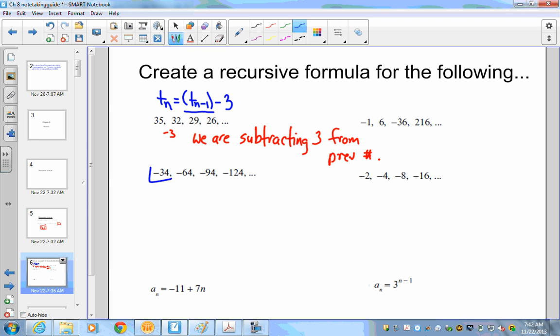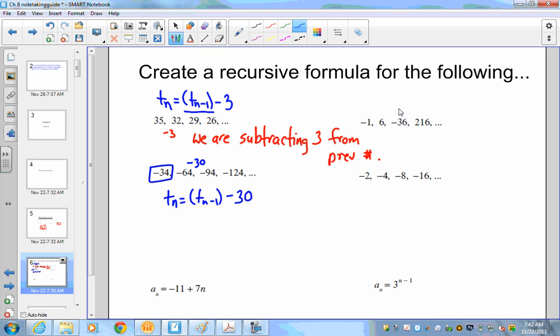We have negative 34, negative 64, and it looks like we are subtracting 30 every single time. So once again, we're going to take our Tn, and we are going to write out our previous number, which is Tn minus 1, because remember, that's how we write our previous number, and we're just subtracting 30 from it. We're subtracting 30 from the previous number to get to our next number, and that's how easy it is.